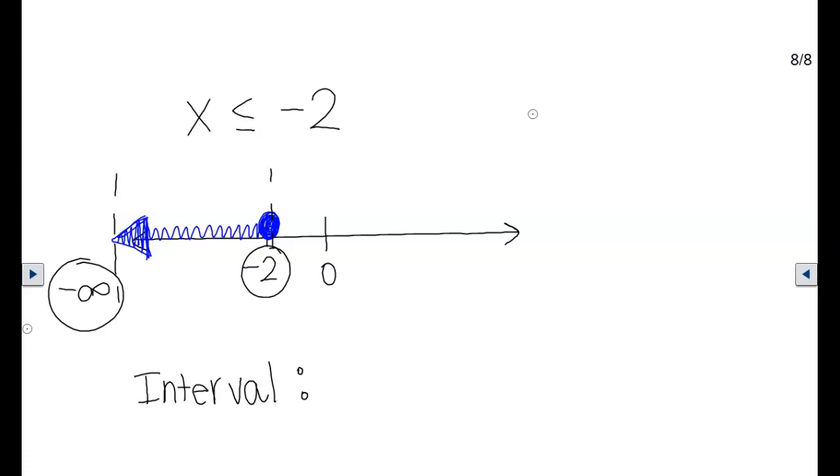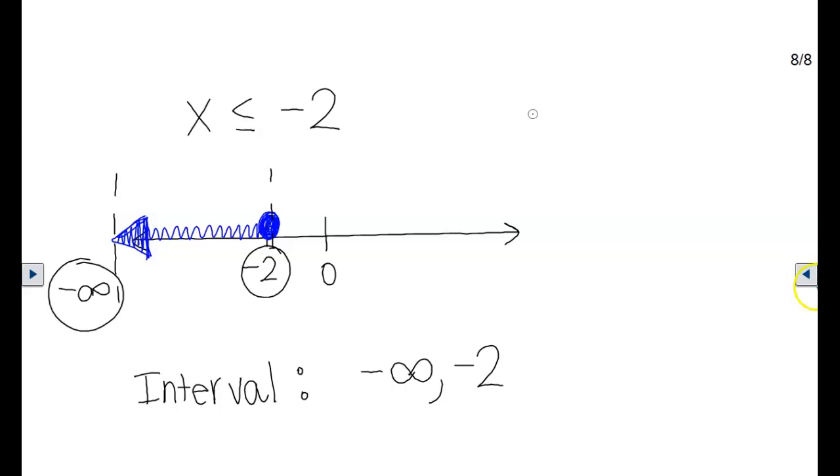Now, when I go to write my interval, I want to work left to right, lowest to highest. So out of these two values, negative infinity is the lowest. So I'm going to put negative infinity, comma, negative 2. So I'm saying the x values for this inequality range from negative infinity all the way up to negative 2. So x is somewhere between negative infinity and negative 2.